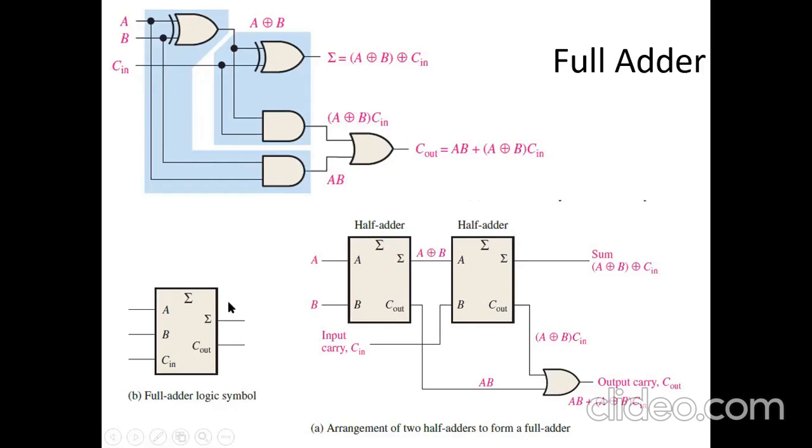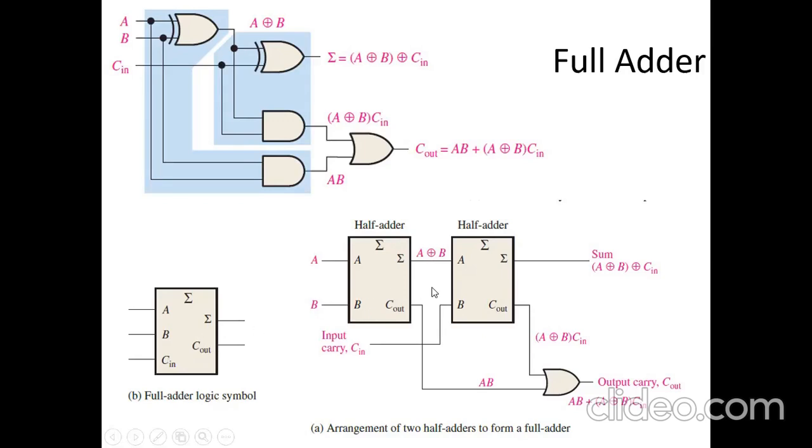The full adder can also be represented by a certain logic symbol. Here is the logic symbol of the full adder, which shows the inputs A and B, and C in is the carry in. A carry in takes in bits from other operations. And C out is the extended bit of the sum, which will be carried out.